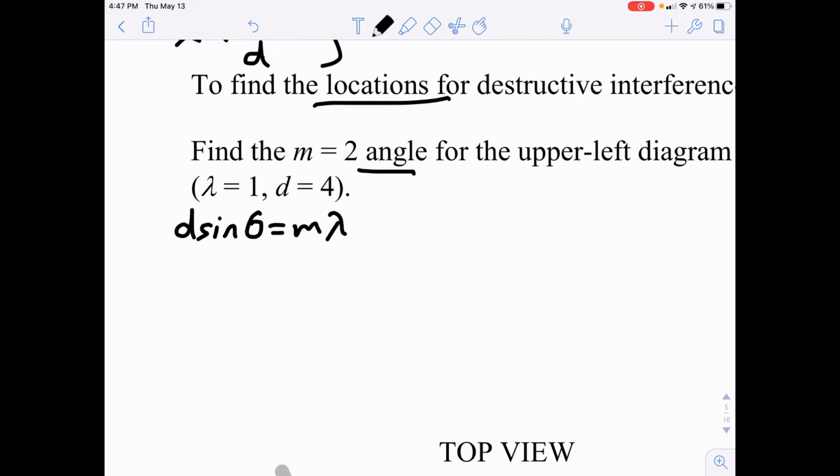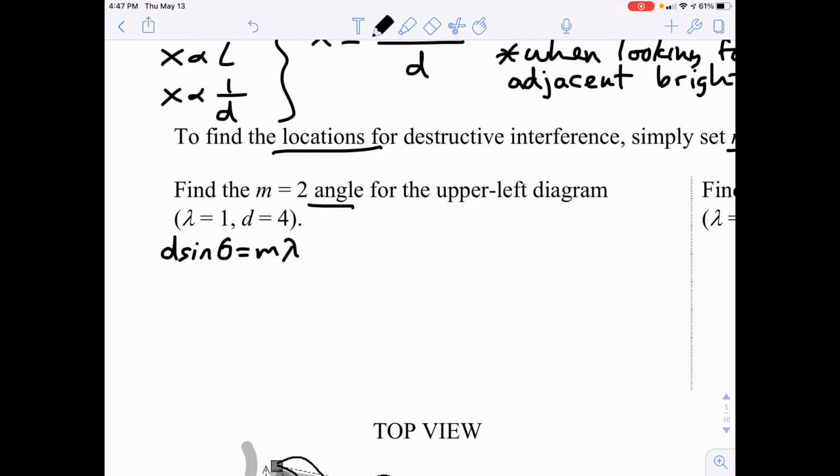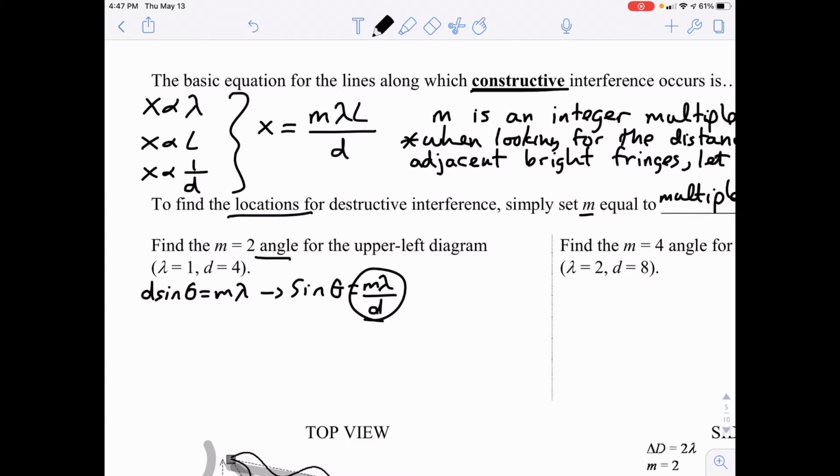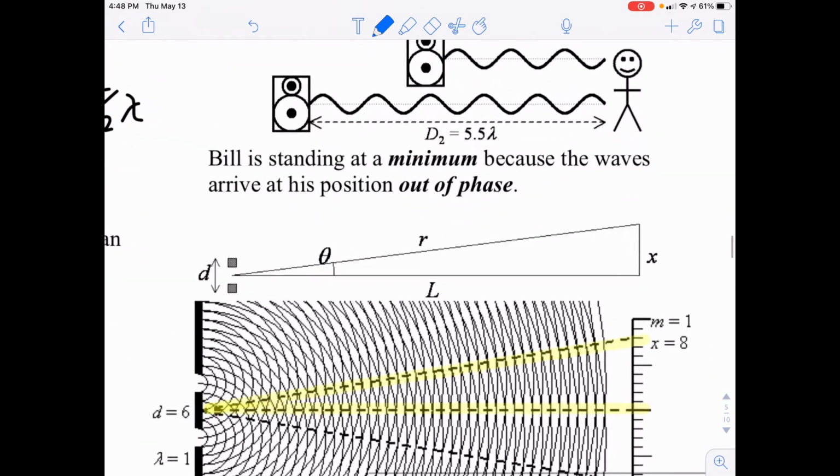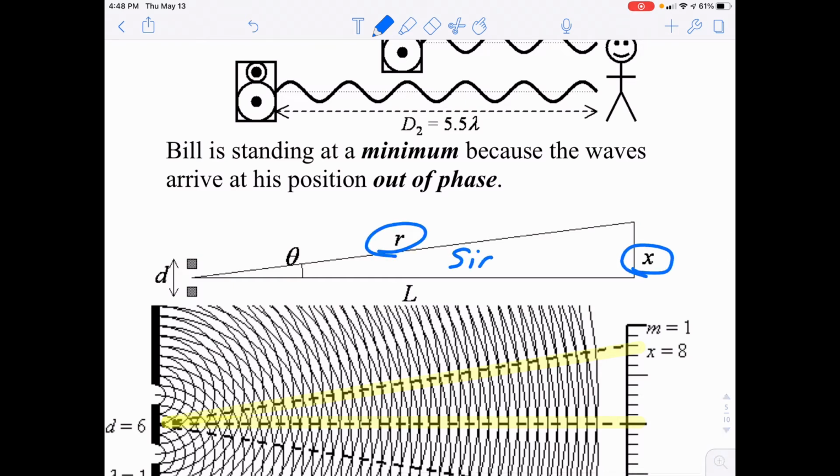So if I'm looking for theta, this becomes sine of my angle equals m lambda over d. Oh, wait a minute, that looks very familiar. M lambda over d, that's that. So if I take that equation and divide both sides by length, that means x over L equals, what does x over L equal? Look at this right here. X over R is the sine of theta. But if theta is very, very small, then what happens? R approximately becomes L. They become almost the same thing.